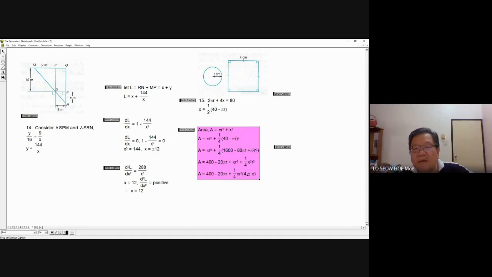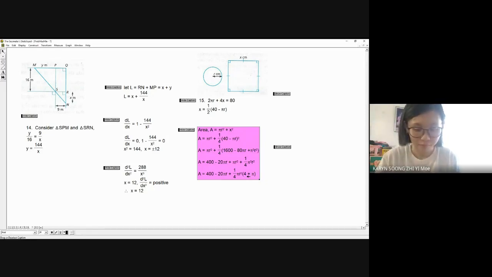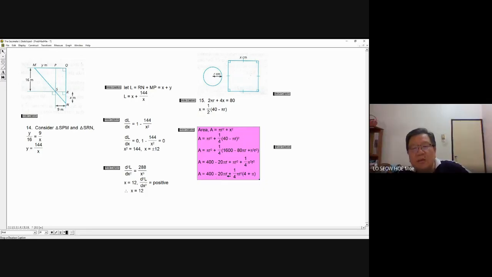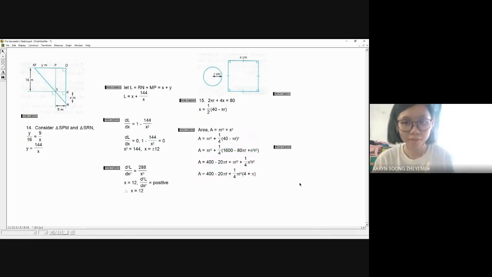So you have 4 plus pi. 4 plus pi is not a variable. It's a constant. So this is what they want us to show. This expression here is what they want us to show.